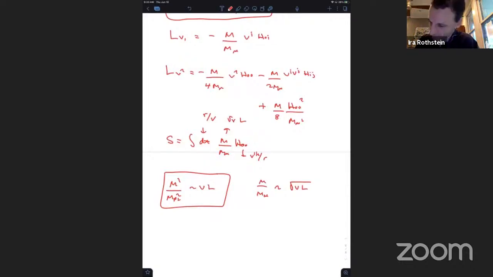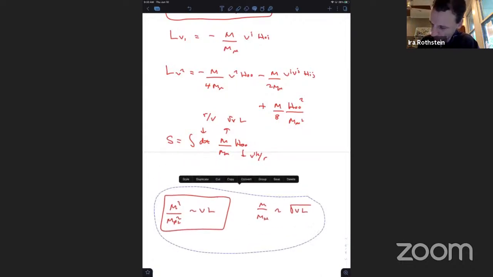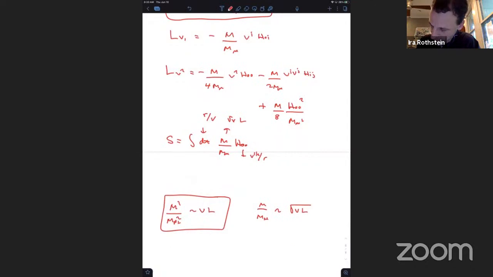So the whole thing scales as r over v, square root of v L, and then square root of v over r, which goes like the square root of L. So this leading order term goes like v to the 0, square root of L.